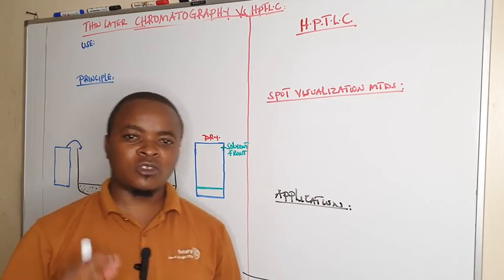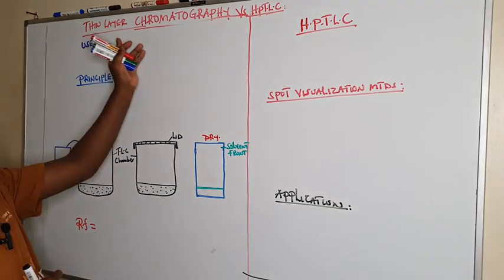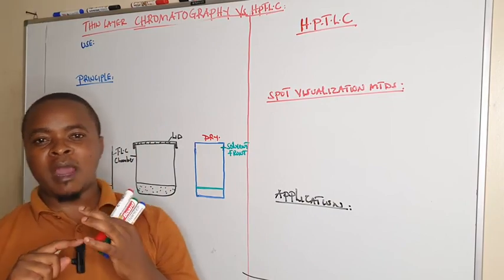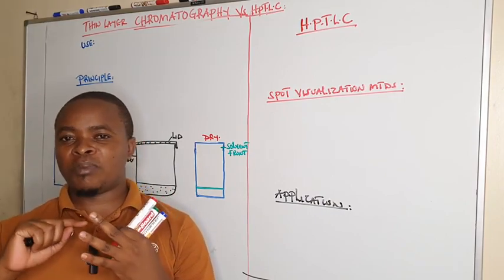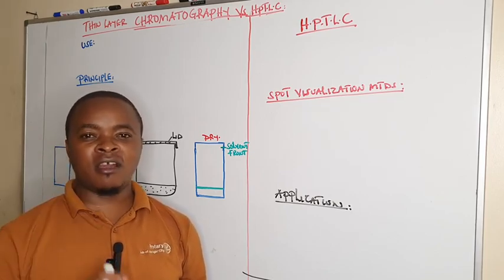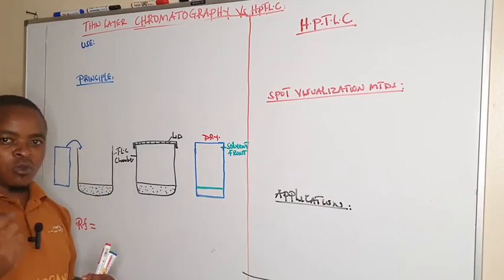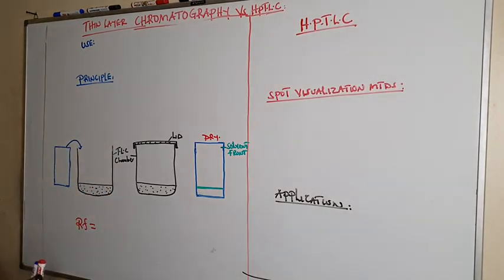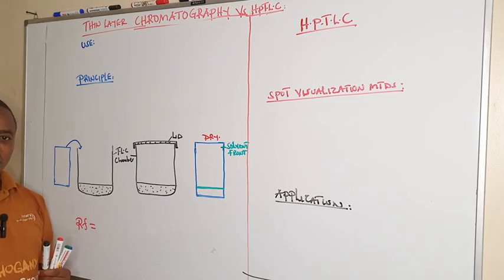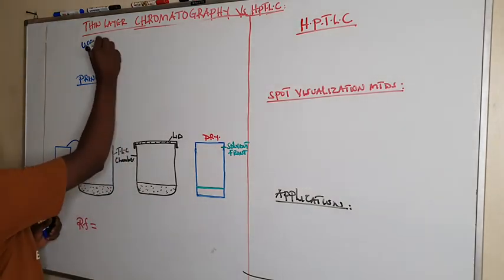So with thin layer, as its name says, it means the stationary phase is going to be made up of either a glass or a plastic plate, which is thin and coated with a thin layer of either silica, alumina, or cellulose. That's why we call it a thin layer. And this is applied in pharmaceuticals and in clinical labs for separation.